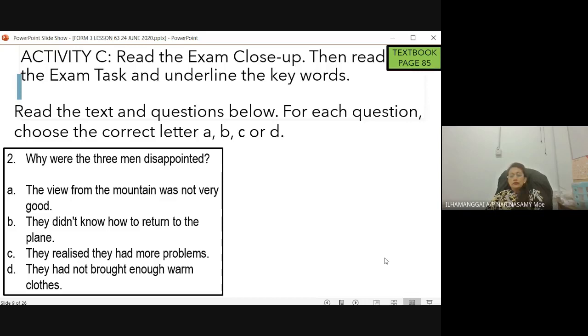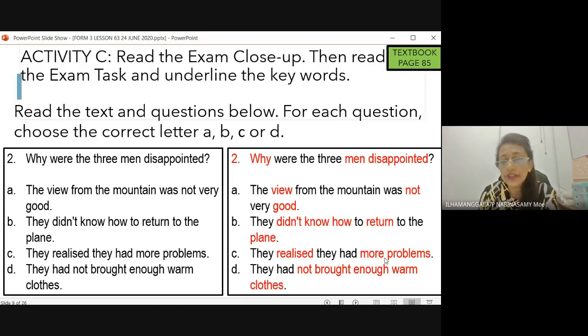You need to be able to do this because during exam time, you're on your own. Okay, not brought enough warm clothes. Okay, let's look. So why were the men disappointed? We didn't need to note the three men because we know there are three men. Okay, view not good. Didn't know how to return plane. Realized got more problems and not brought enough warm clothes. Okay, so which paragraph do you think the answer would be in? Why were the three men disappointed? Do you think it's in paragraph one, two, three, four, five, six, or the last paragraph? You let me know which paragraph would have the answer about the disappointment of these three men.